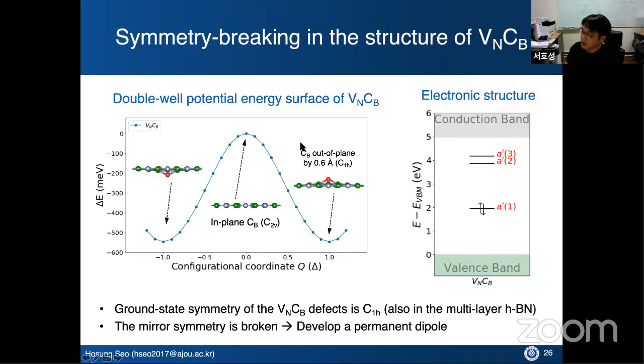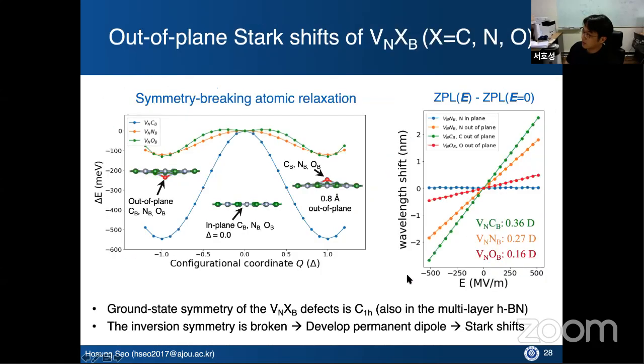So with this symmetry breaking, or atomic tilt of the defect model, I was able to reproduce the experimental Stark shift as a function of out-of-plane electric field. This is a good example of how material simulation can give you understanding of a single quantum system embedded in the solid state environment.